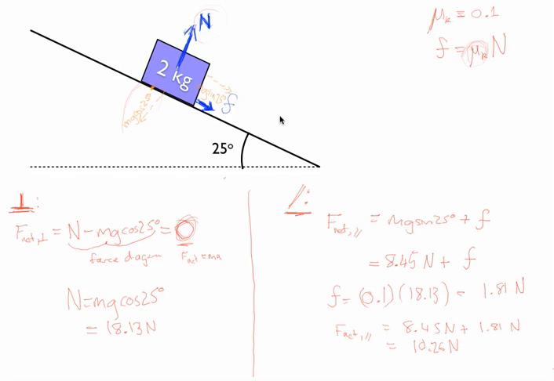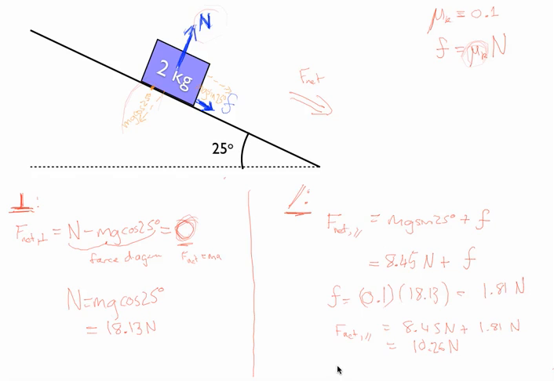Okay, and it's in the positive direction. That is, the net force points down here. Okay, notice that I'm not putting the net force on the force diagram because it's not a force being applied to the block. It's what I get when I add all of these forces together.